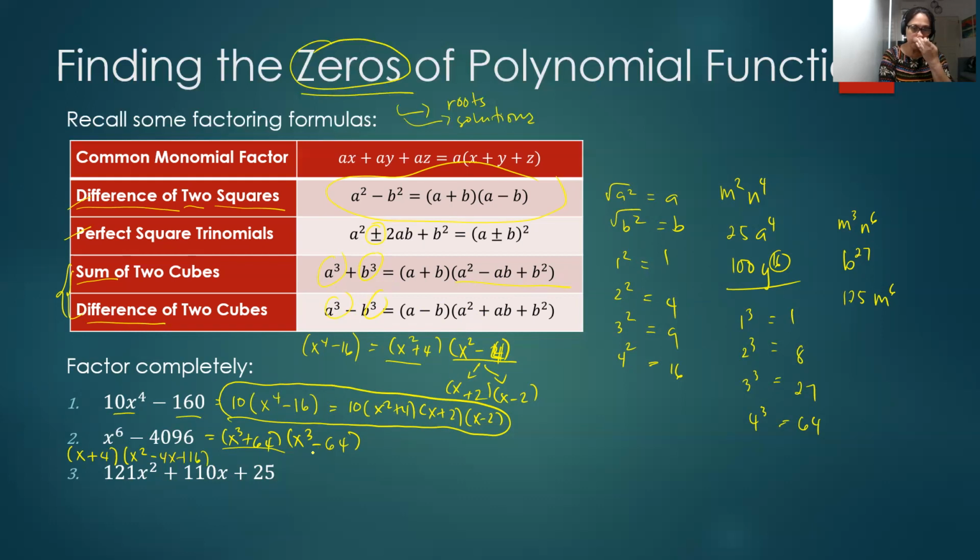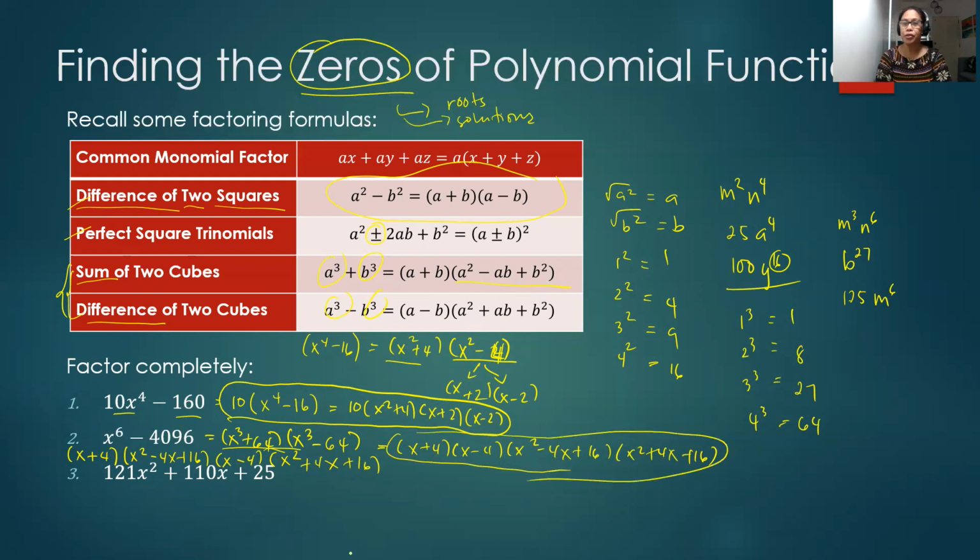For the factor of the difference of two cubes here, we'll work on the cube roots again. So this is x minus 4. And then the trinomial factor, the first term is the square of x. And then the product of the two terms times negative 1. So this is plus 4x this time. And then the square of negative 4. So let me just arrange the factors. I'd like to write first the binomial factors, x plus 4, x minus 4. And then the two trinomial factors, x squared minus 4x plus 16, x squared plus 4x plus 16. And these are the complete factors.